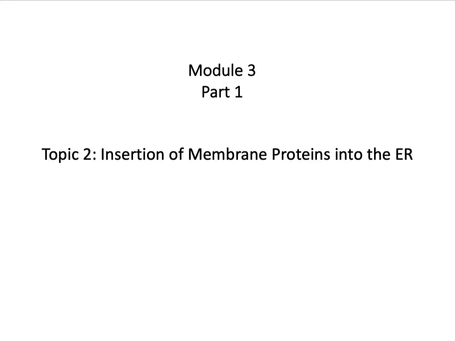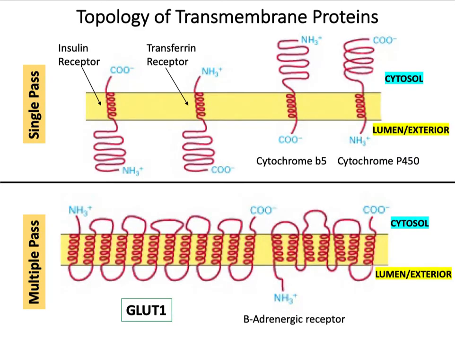Module 3, Part 1, Topic 2: Insertion of membrane proteins into the ER. So let's start with the transmembrane proteins. Previously, we talked about the transmembrane proteins when we were talking about the biological membranes. We talked about single-pass transmembrane proteins and multiple-pass transmembrane proteins. And remember that the single-pass transmembrane proteins are those, as their name suggests, that pass through the membrane only once.